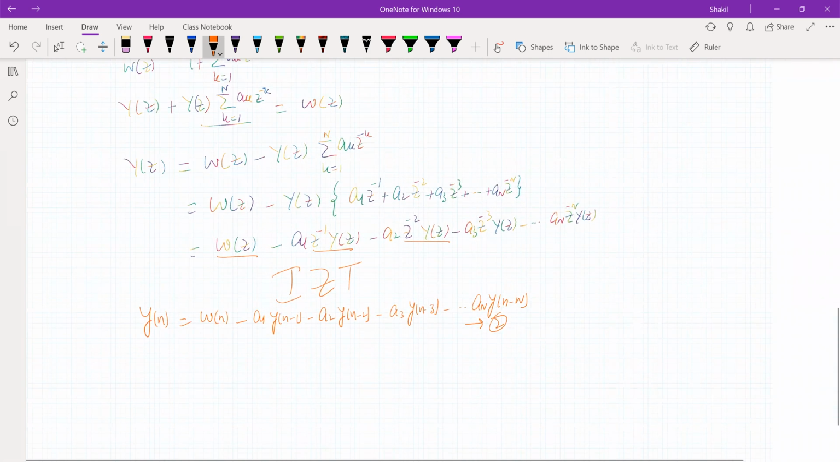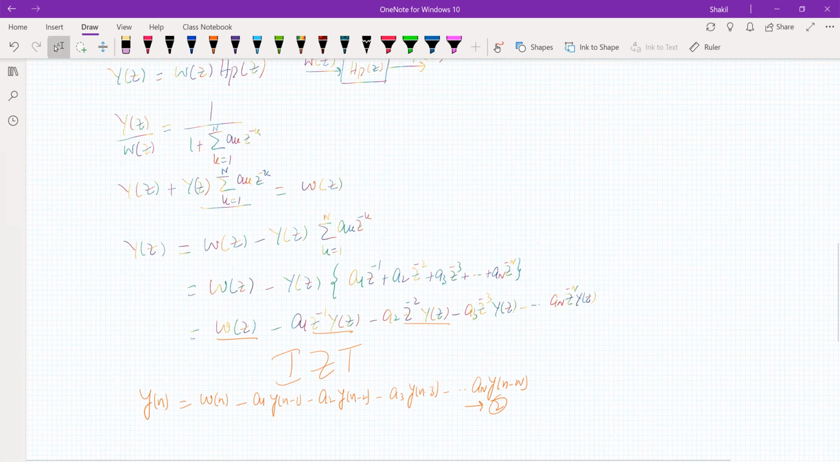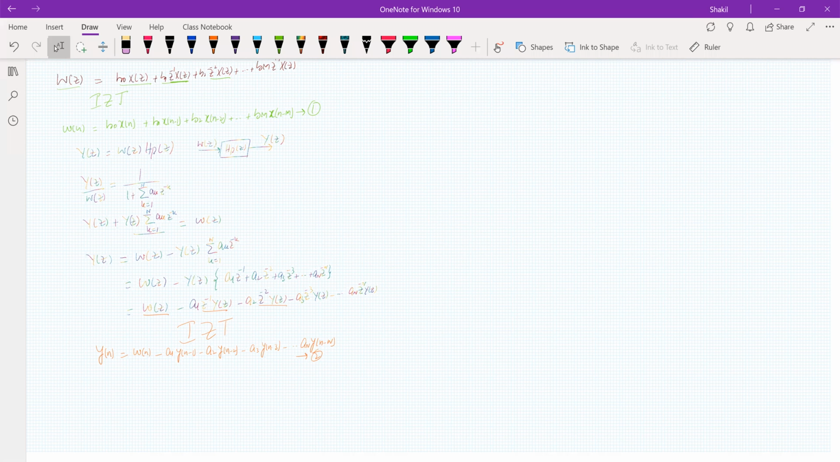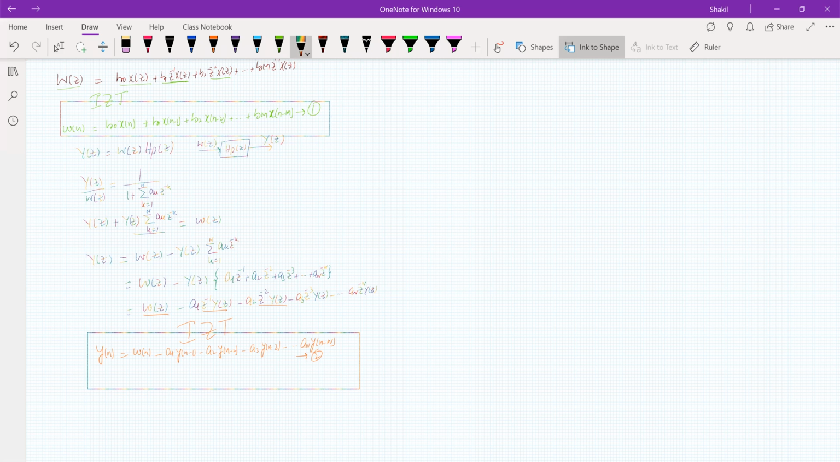Now have a look at equation 1 and equation 7. Our equation 1 is here, and this is our equation 7. Just looking at these two equations, it seems there are two different equations for w(n). One equation is for w(n), one equation is for y(n).